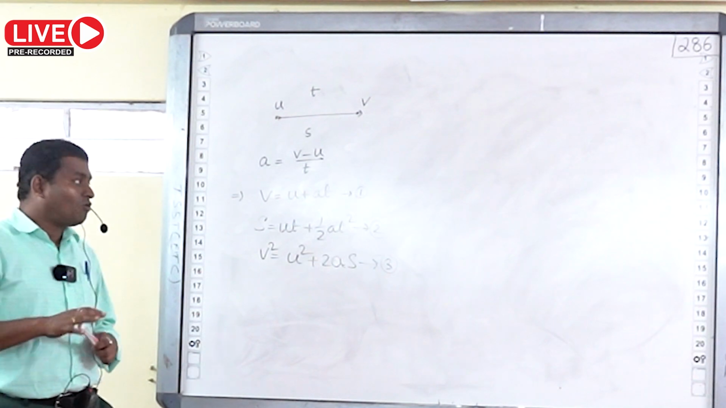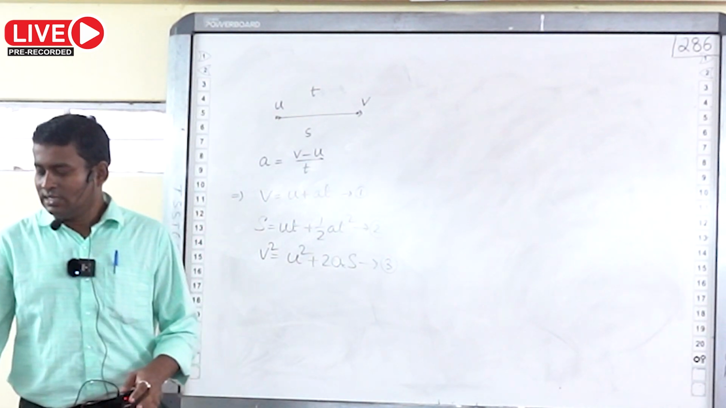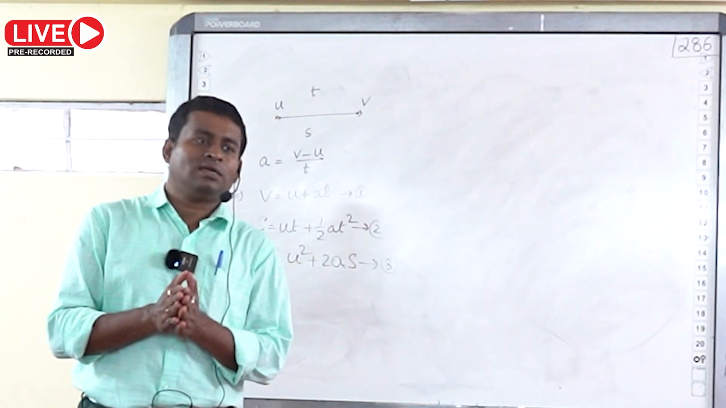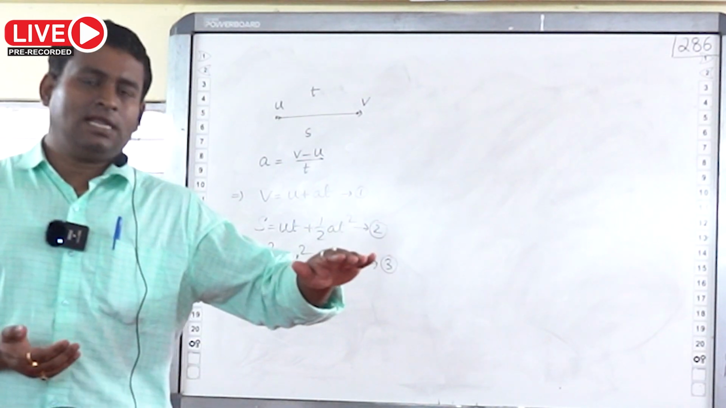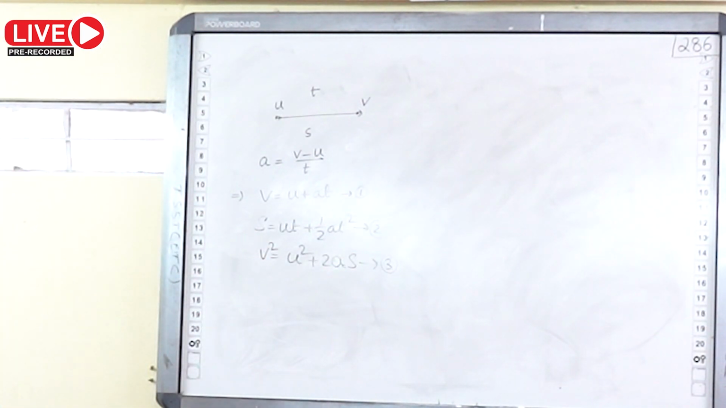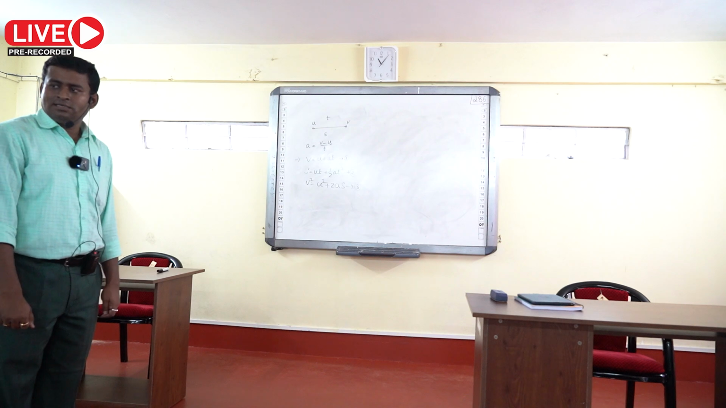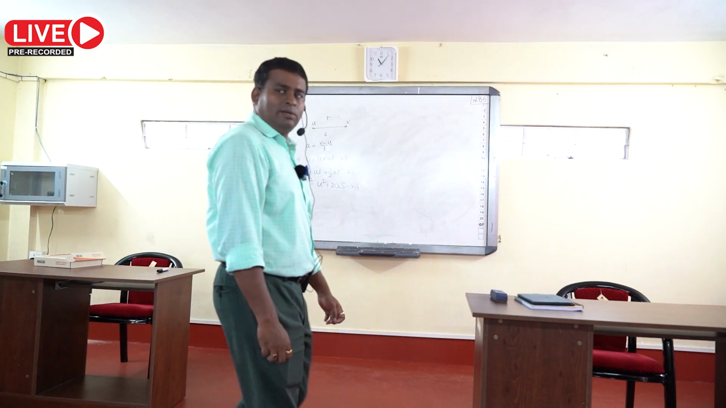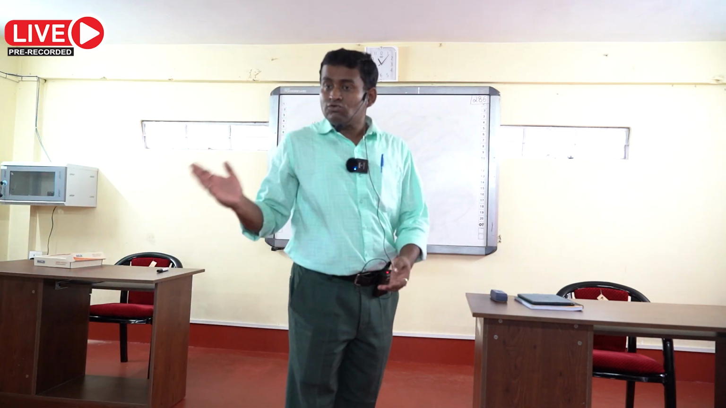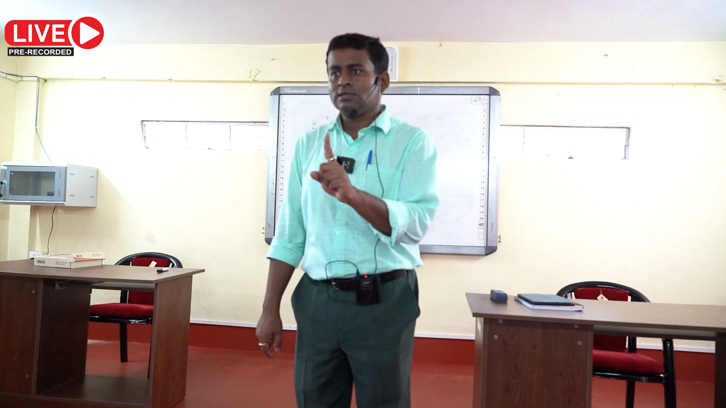Nth second. Now what does nth second mean? Suppose a particle is moving up to 9 seconds. It crosses some distance in 9 seconds. Suppose I start here and I am going, and after 9 seconds I will be here. Then at the end of 10 seconds I will be here. Then from 9 to 10 seconds, how much distance is covered by me? That is covered in 1 second.